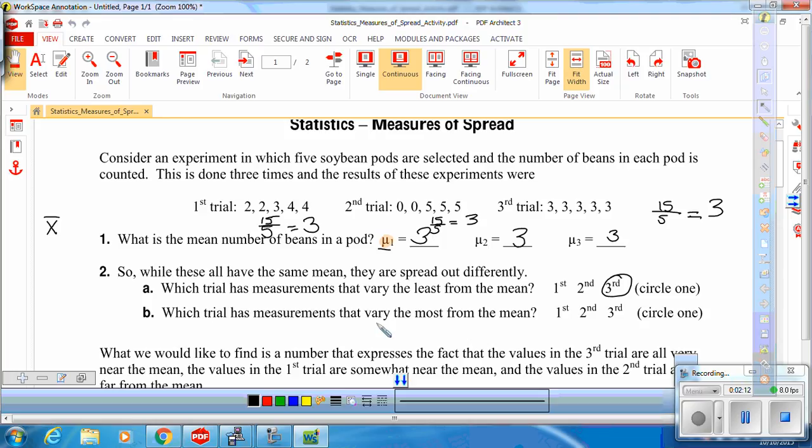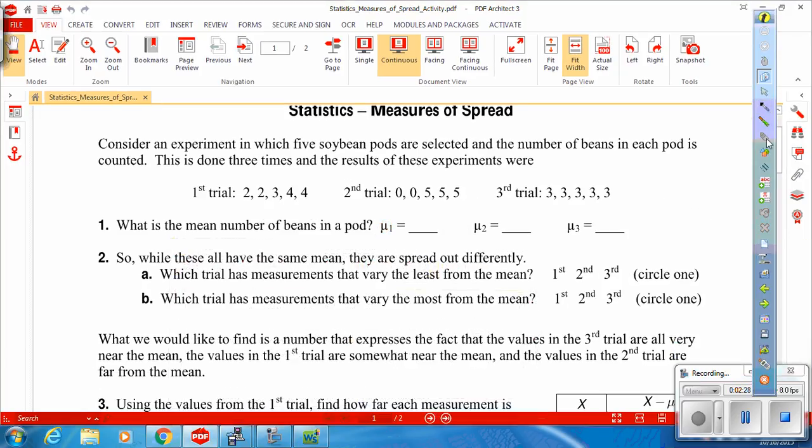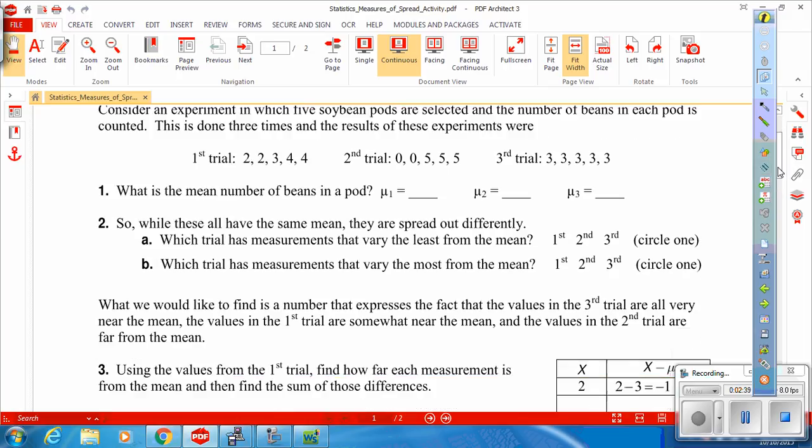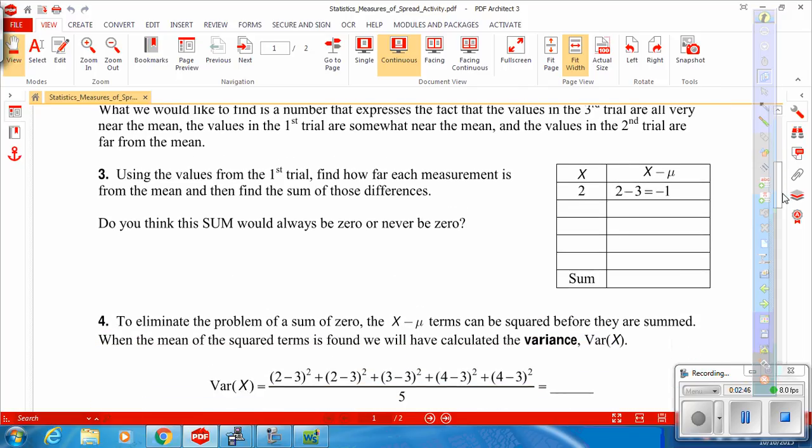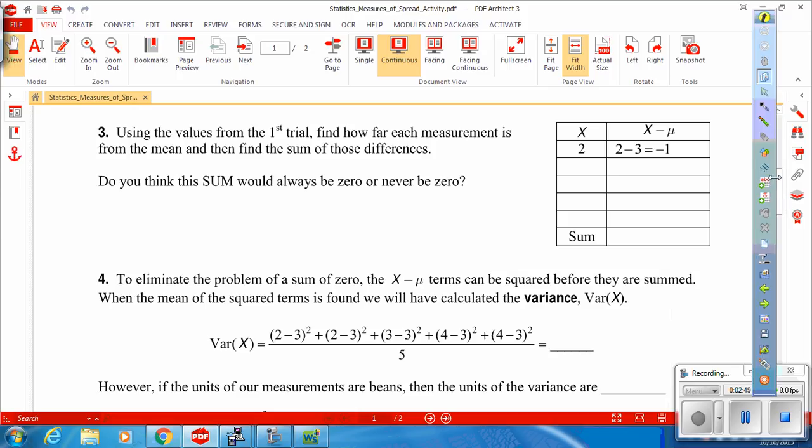But the trial that the measurements vary the most from the mean would be the second one. Because if you look, we've got 0 and 5. That's as far away as we can get from the mean out of these sets of data. So it's spread out really differently. So what we would like to find is a number that expresses the fact that the values in the third trial are all very near the mean, and the values in the first trial are somewhat near the mean, and the values in the second trial are really far from the mean, because those are 3 very different sets of data. So what we are going to talk about today is ways that we can find these differences.